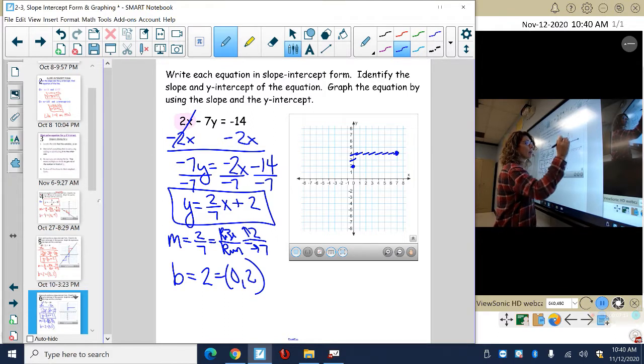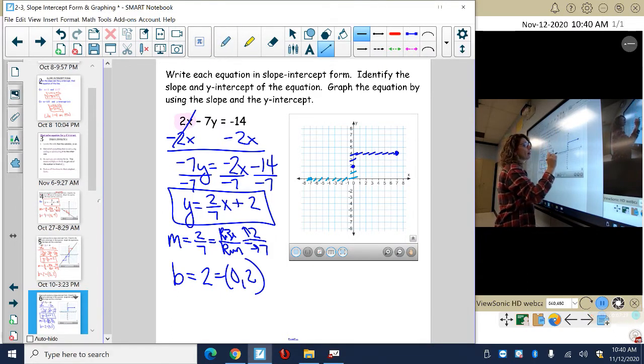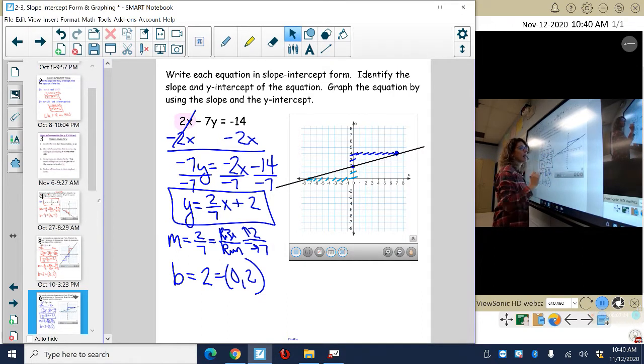Puts me right here. Now I'm going to be off my graph if I go up 2 more units. So from there, I'm going to go down 2 units and to the left 1, 2, 3, 4, 5, 6, 7 units. So my slope of my line is positive. I've connected my dots. I've extended my line, and it goes directly through everything. Okay?